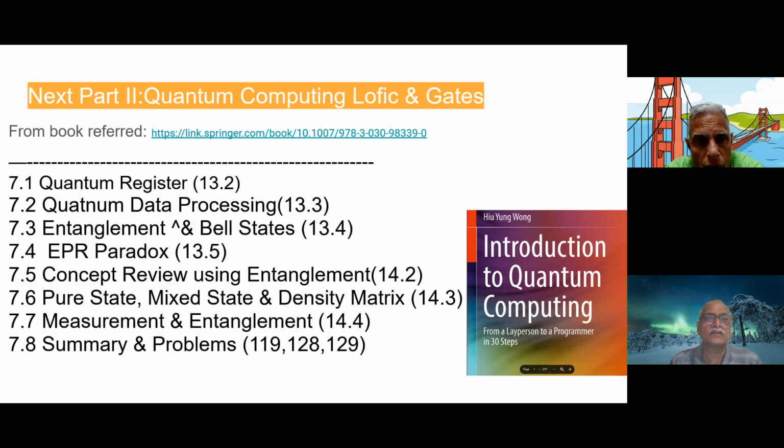We are going to now talk about the second part. The second part is quantum computing and logic gates. There's a small mistake here, a typo. It has to be computing logic and the gates. So we're going to talk about what is meant by quantum register. We're going to talk about quantum processing, entanglement, and the Bell states, the EPR paradox, and stuff like that. We're going to talk about these aspects as the first session of part 2.